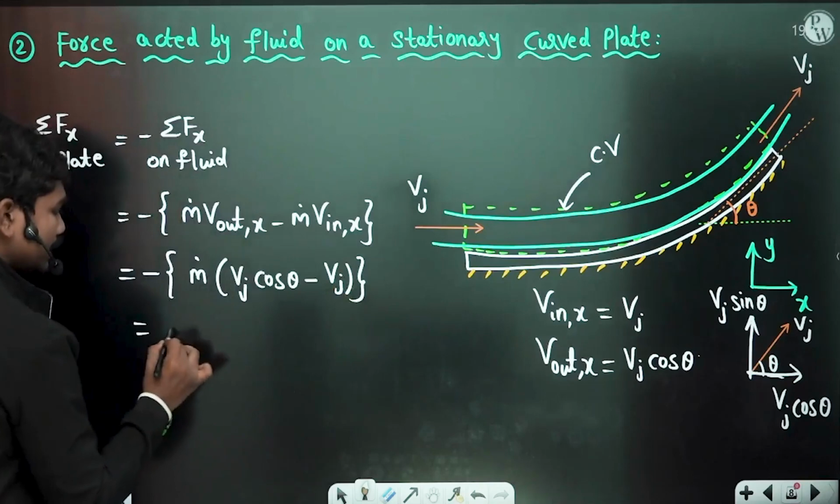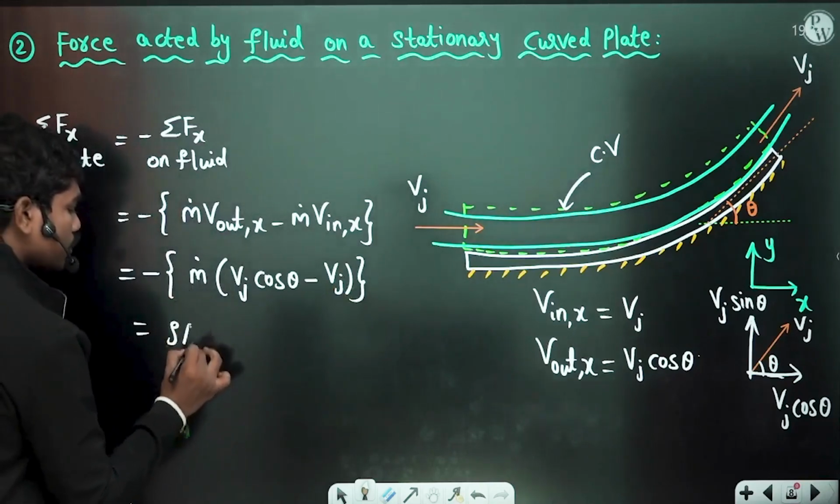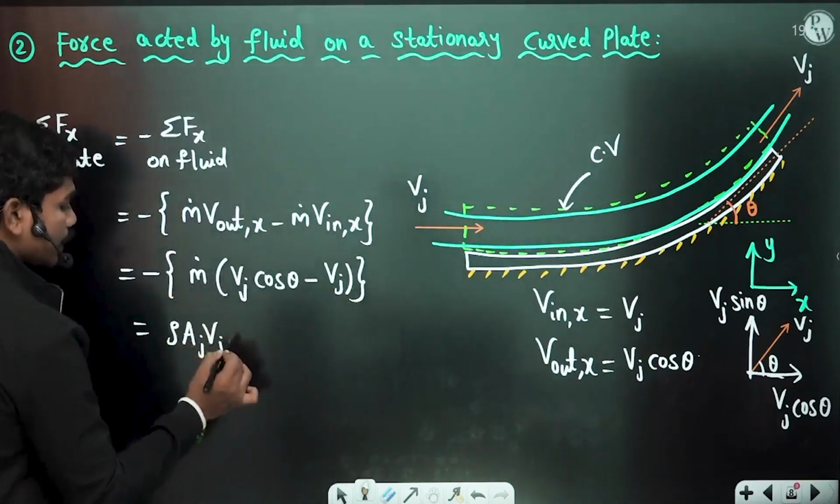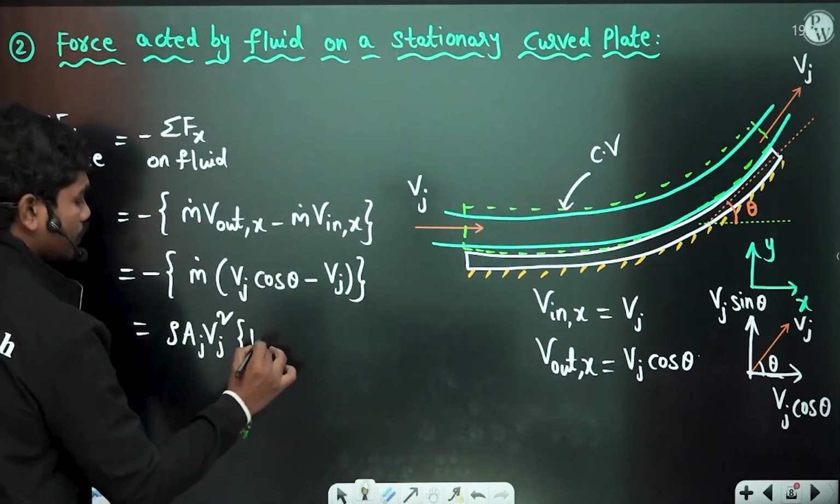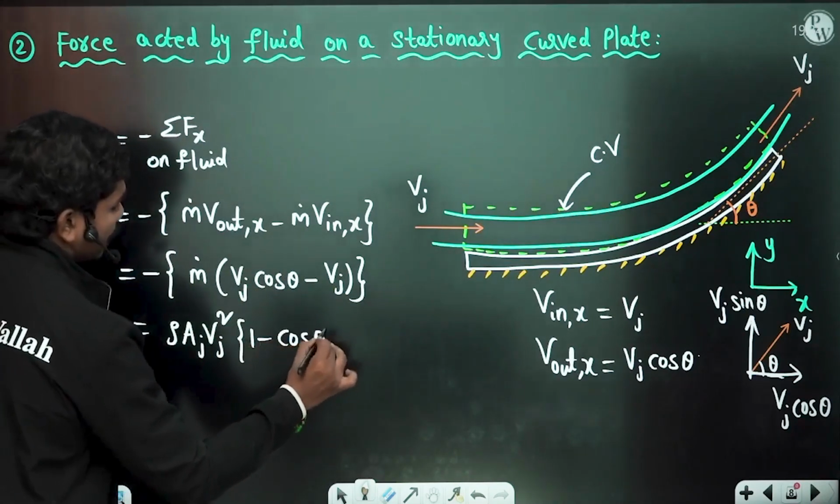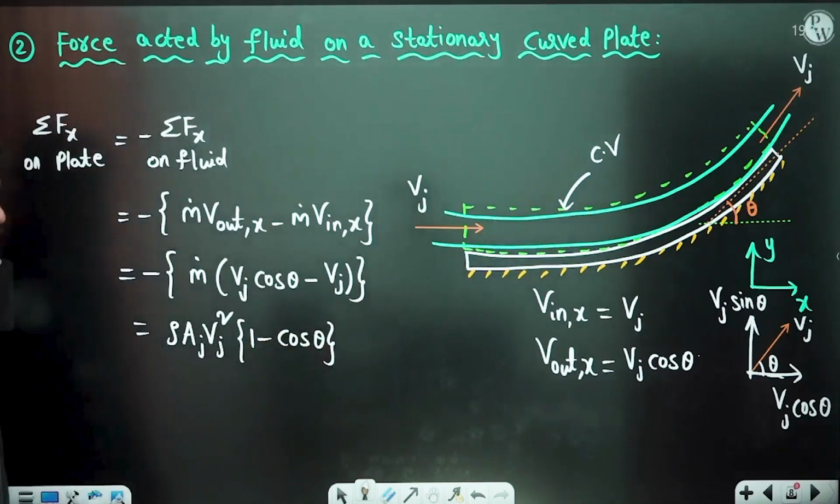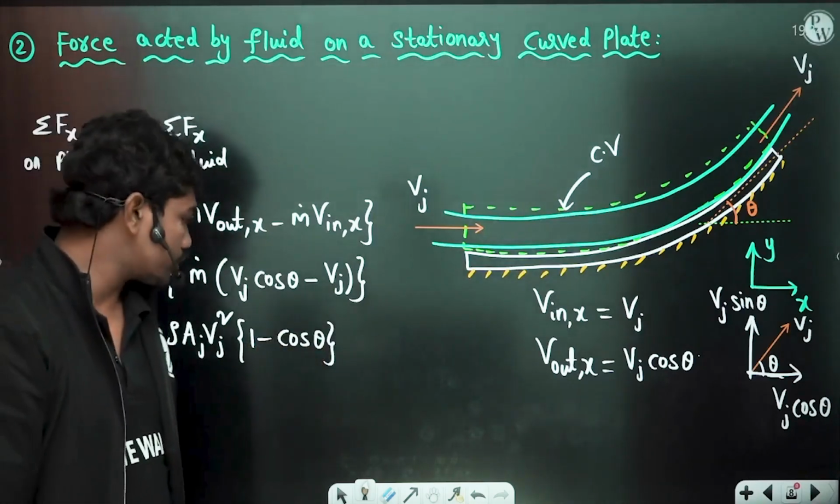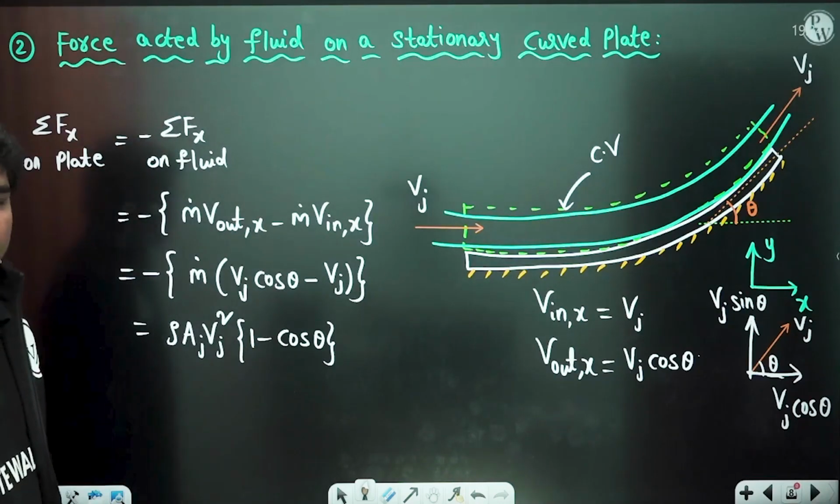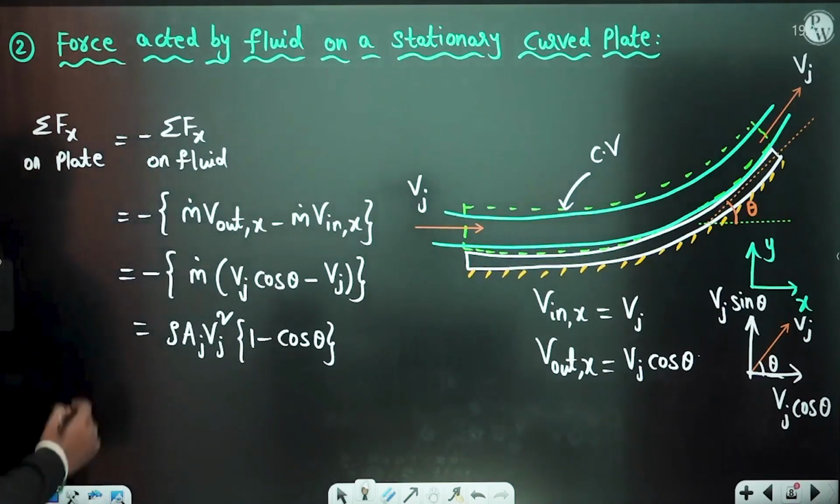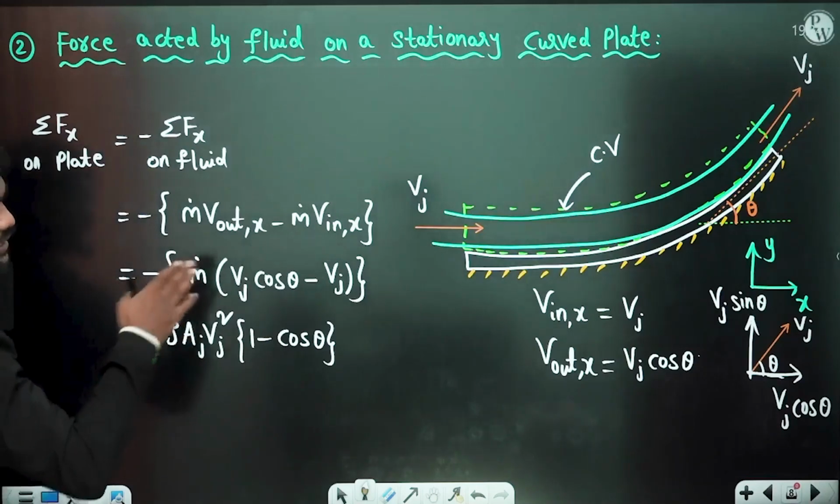If you simplify this, m dot can be written as rho Aj Vj. Using this minus, you can shift these two, so rho Aj Vj squared times (1 minus cos theta) is what you have here. This is the velocity at which it is leaving. Clear? So this is the net force acting on the plate in the x direction.